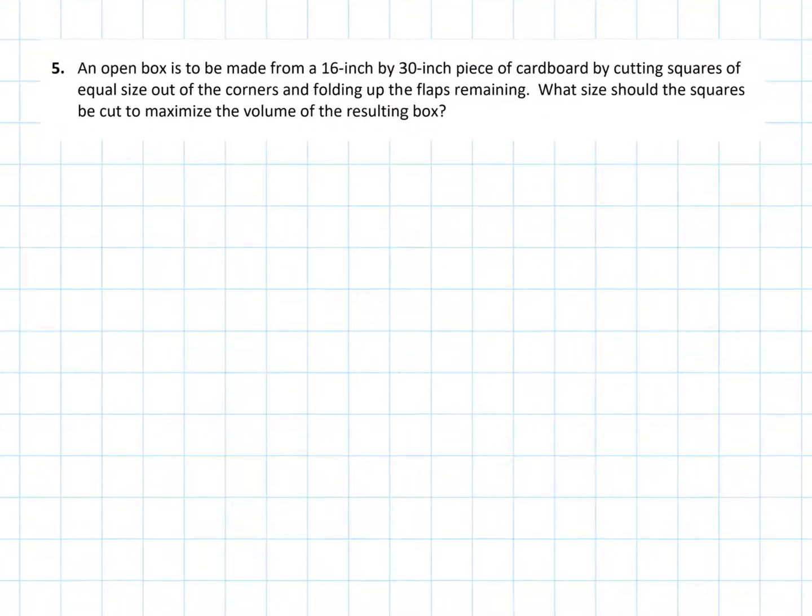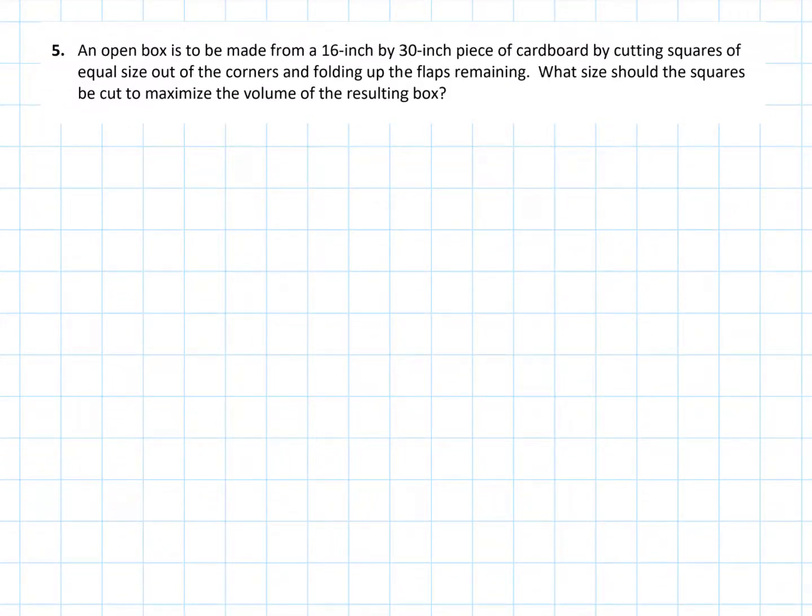It's about taking a box. So let's suppose we have an open box that we're constructing, and it's being made from a 16-inch by 30-inch piece of cardboard. Now, the way we're going to create this box is by cutting out squares out of the corners and then folding up the flaps that remain. And so what size should we actually cut those little squares out of the corners to maximize the volume of the box that we're creating?